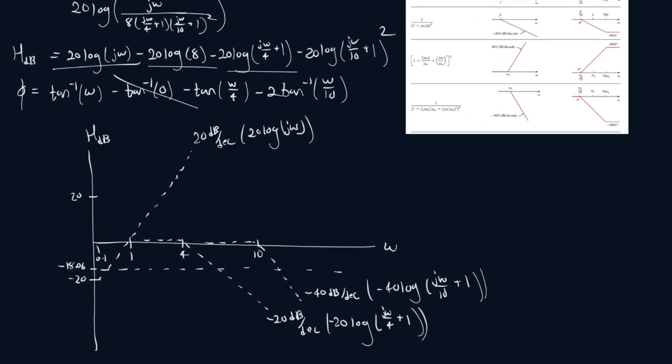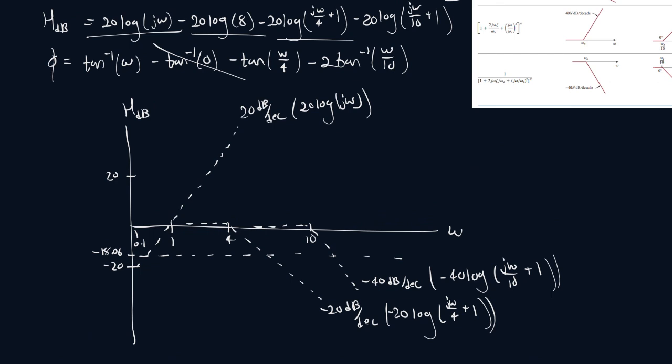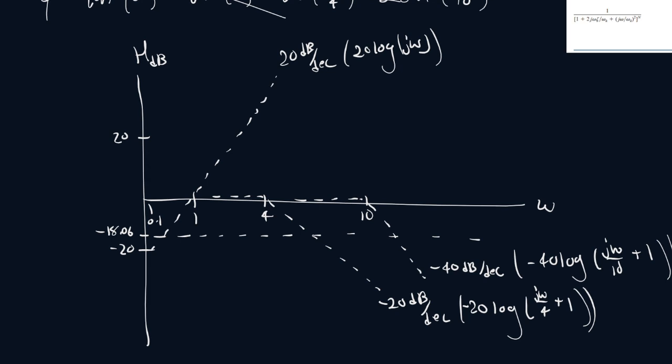Okay, now let's do the Bode plot. So let's see. We first add up all of these values. So we have 0 plus minus 18.06 plus minus 20. So we're going to actually start our Bode plot down here. So this is minus 38.06. We add this to our Bode plot, and it had a slope of 20 decibels per decade, and we go like this until we hit 4.